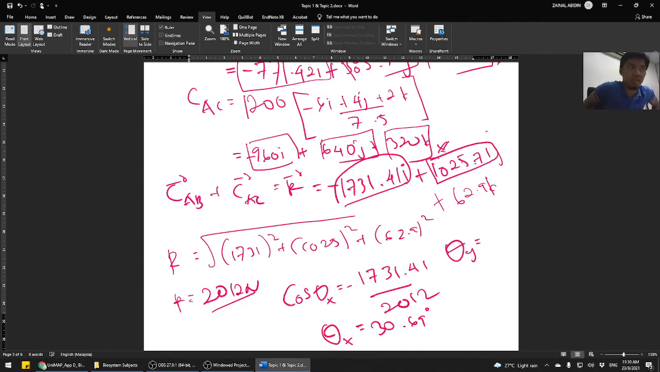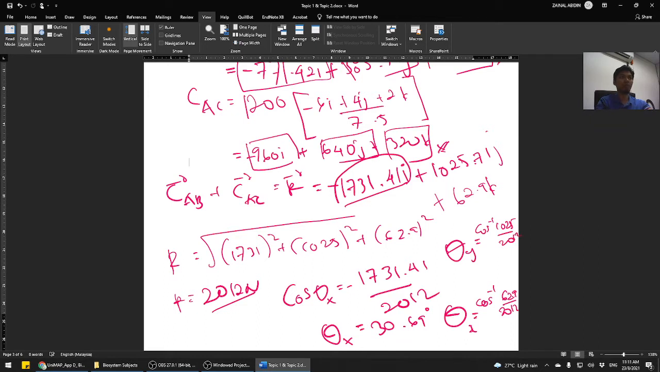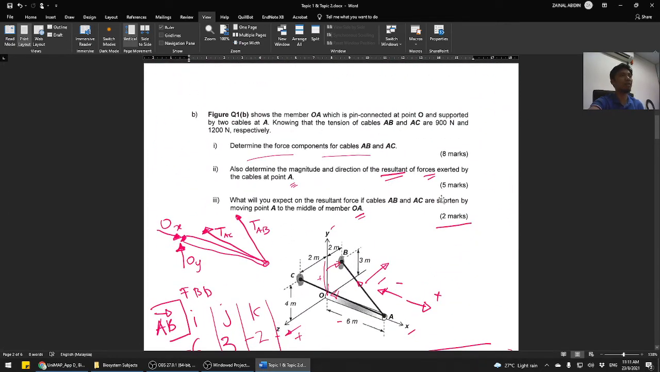Same goes with the theta z direction. 62.9 divided by 2012 and inverse cos for that value. So you got the theta z. Okay? Theta z use inverse cos of 62.9, and for theta y, this one cos minus 1025 divided by 2012. You got the theta y and theta z. So that's it. You got another 5 marks there.